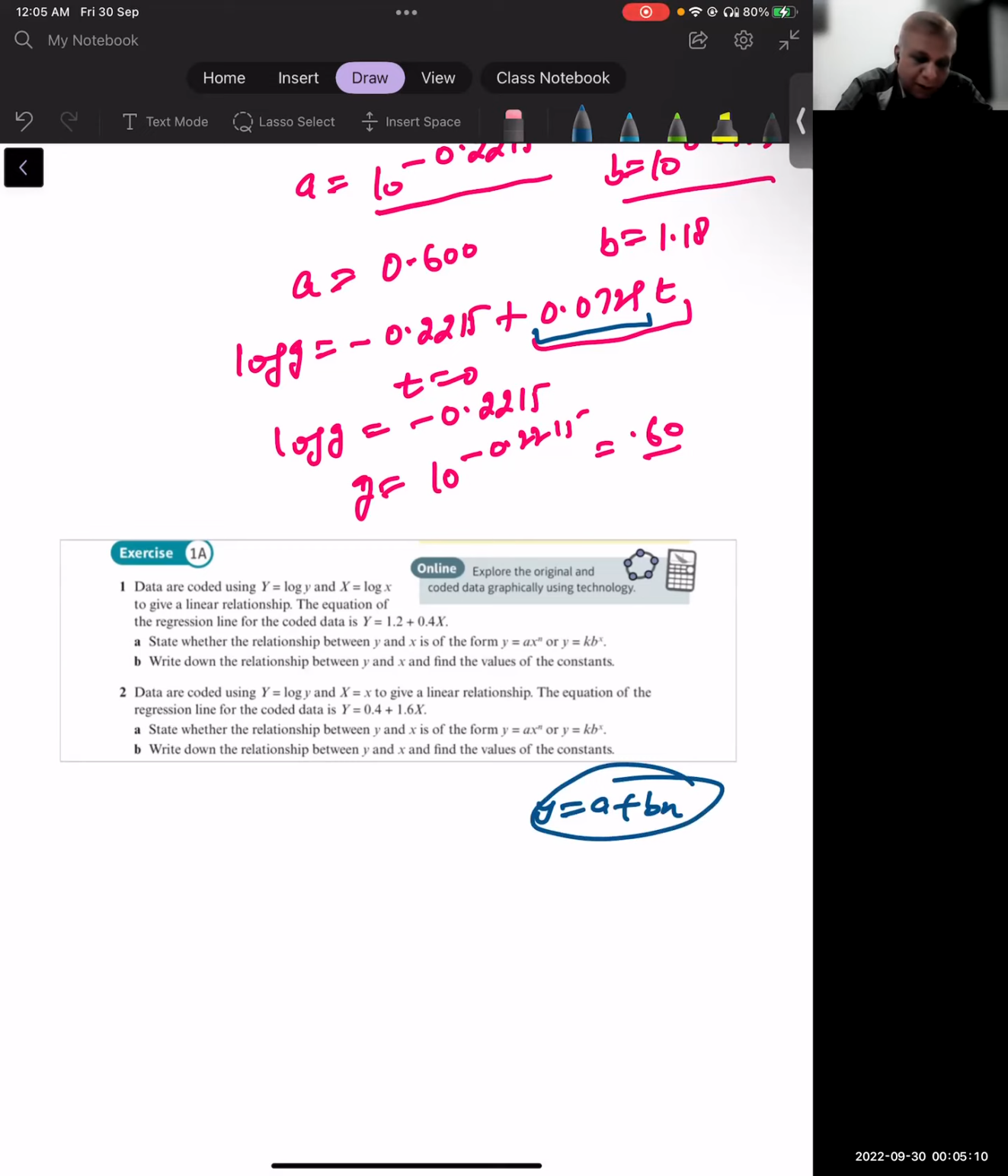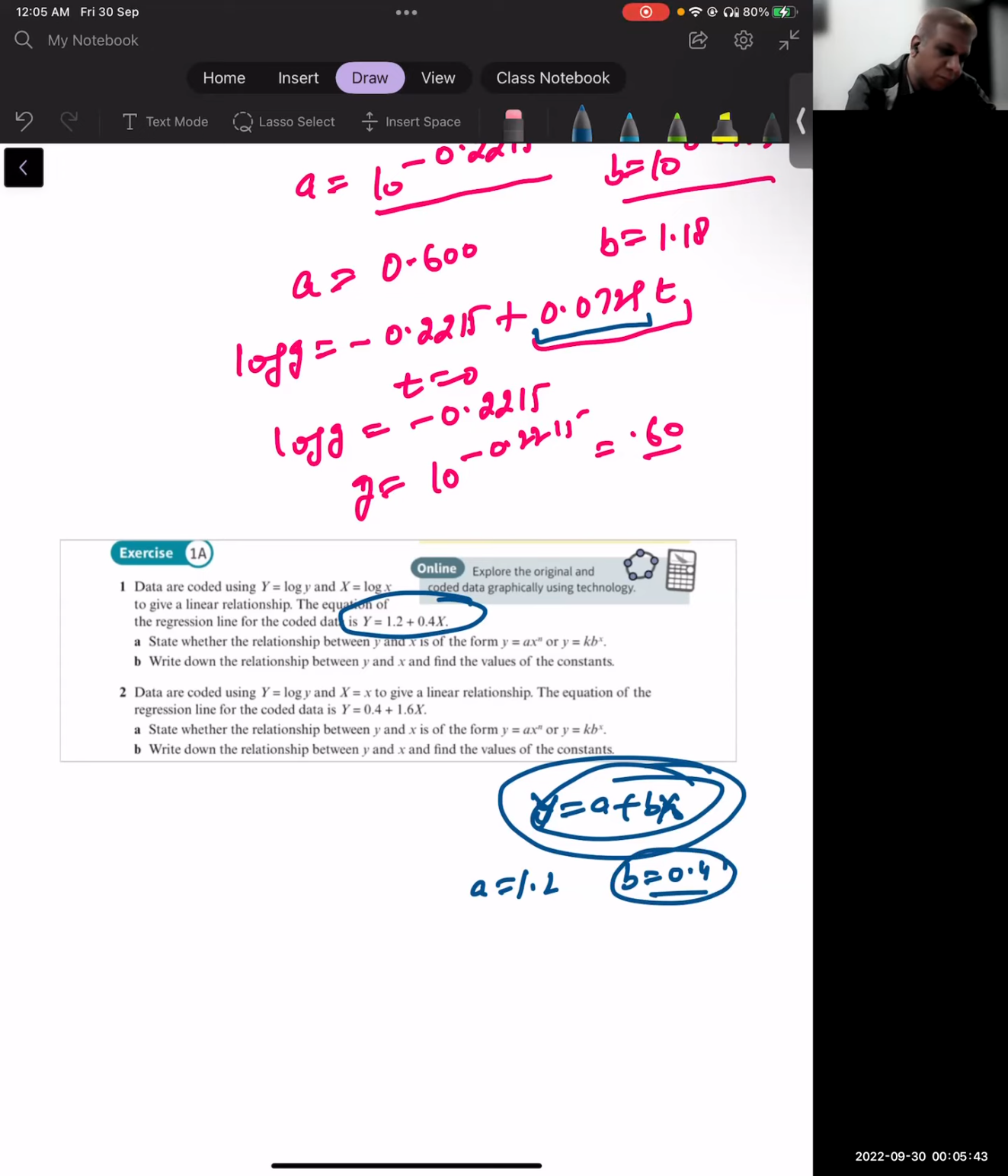But what is saying log x and log y? So we can say that the line is in the form of Y is equal to log a plus bx, right? It will be like this now. And this is the line given to you. So what about a? A is 1.2 and b is equal to 0.4. So what is the gradient? 0.4 is the gradient. Got it?